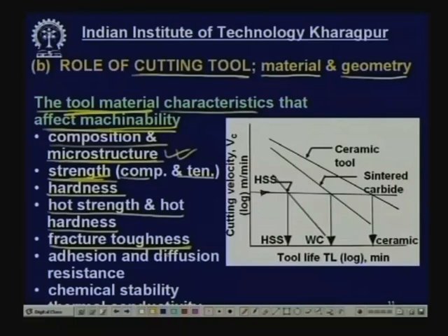Fracture toughness: yes, there will be a lot of vibration, jerks and stresses, various types of stresses, and there is a chance of failure by fracture. So, the material should have high fracture toughness.